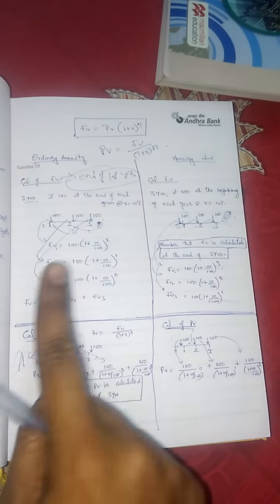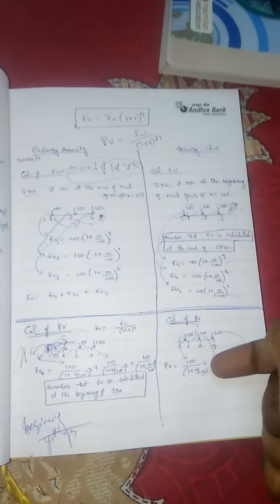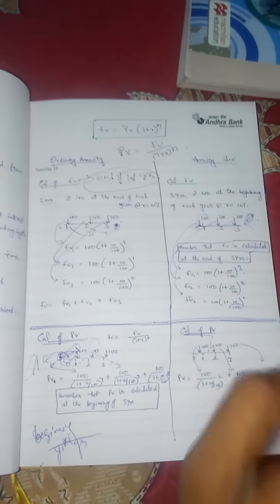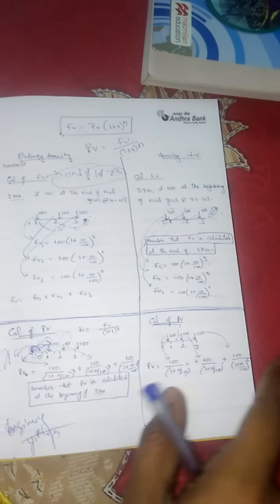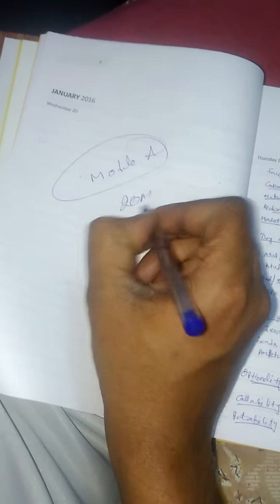Depending on whether it is an ordinary annuity or annuity due, or calculation of future value or present value, we can calculate accordingly based on the number of years for which it is being held. Only one formula: future value is equal to present value into (1 plus r) whole power n. Very important, we'll get a 2 marks problem from this, I guess. From entire Module A of accountancy, we'll get around 20 marks. So Module A is very important.